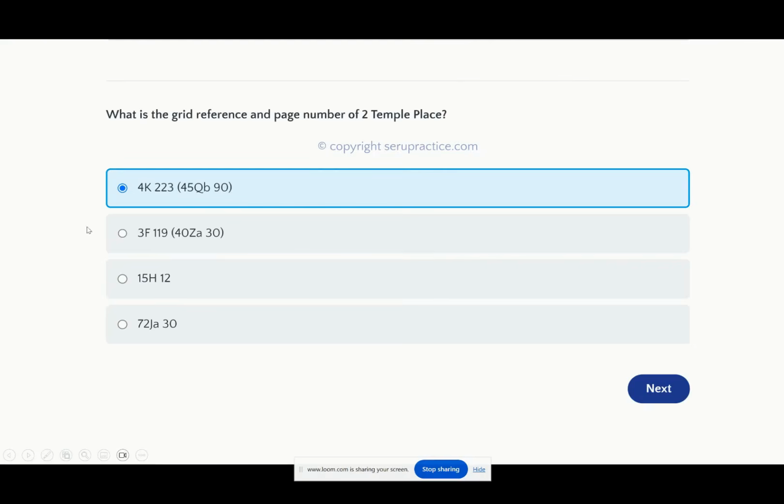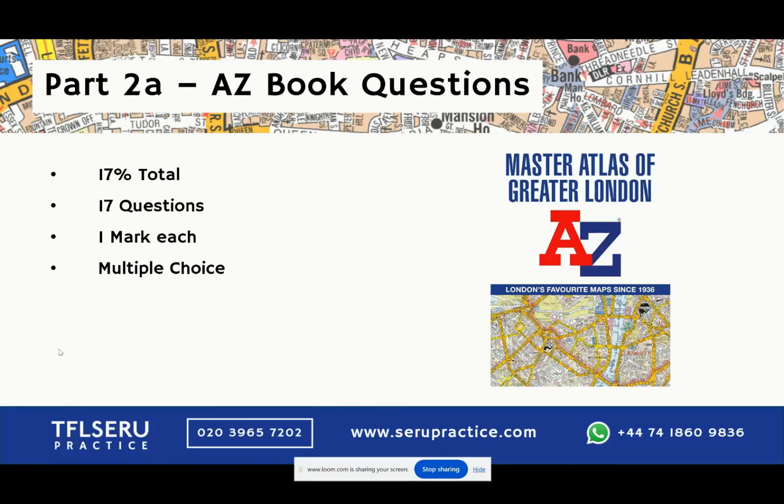So now if we go to our options, we can see that the first one matches what we found in the index. So therefore, that is the correct answer. So that's an example of the sort of questions you can expect in this section. You're going to find 17 questions in this format. As we've shown, they're going to be multiple choice. So you will select one answer from several answers given. Each question is worth 1 mark, making up a total of 17% for these questions combined.